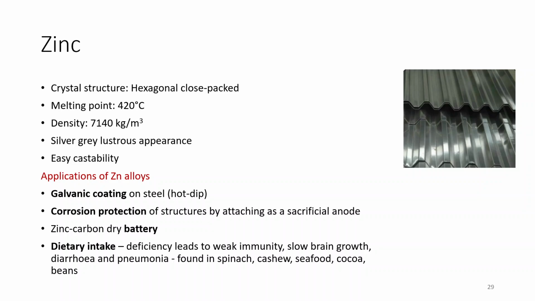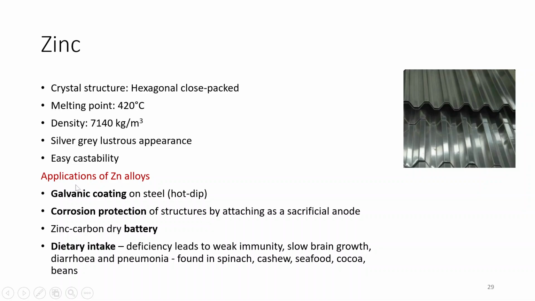Next is zinc. Its crystal structure is HCP in nature. So zinc is less ductile compared to FCC type structures, and its melting point is 420 degrees Celsius, which is again very low, so it can be easily cast. Its density is 7140 kg per meter cube, and it has a silver grey lustrous appearance, and it is easily castable because of the very low melting point.